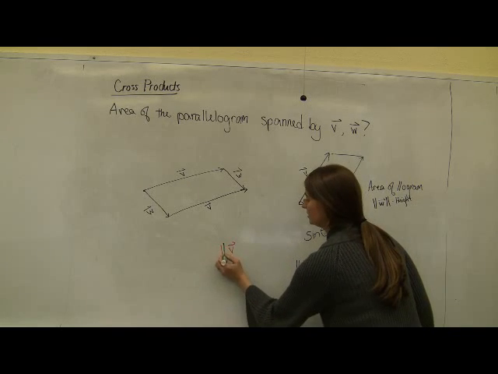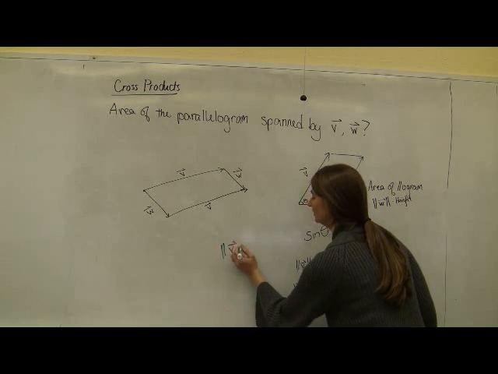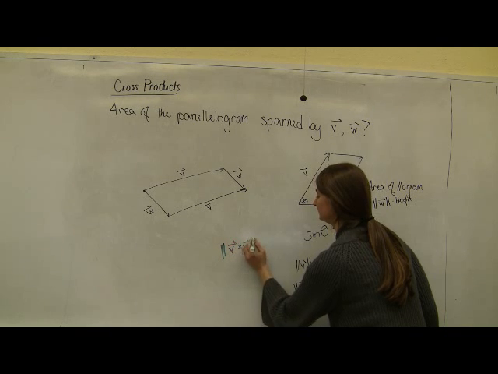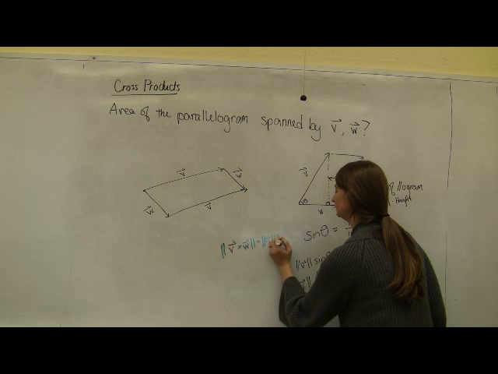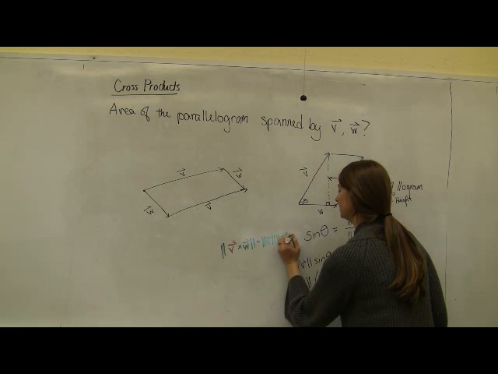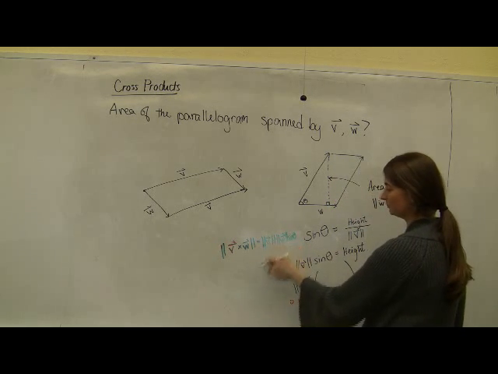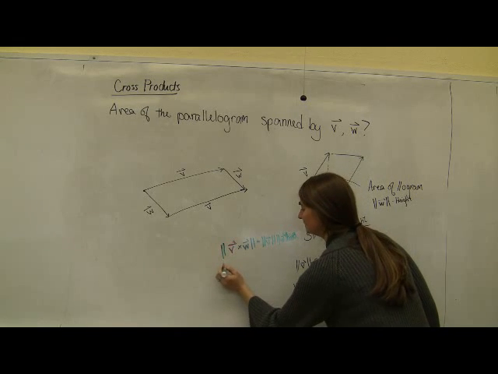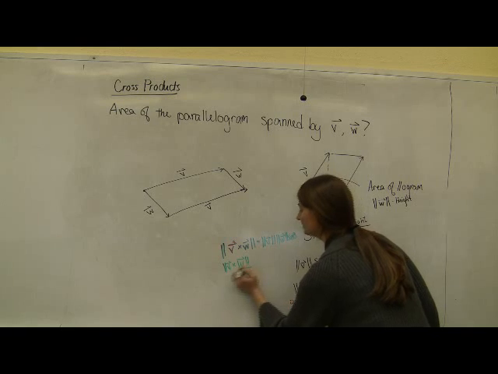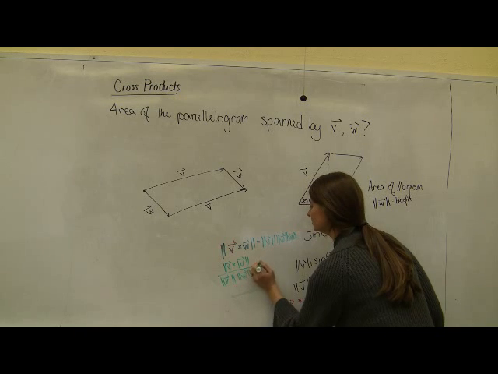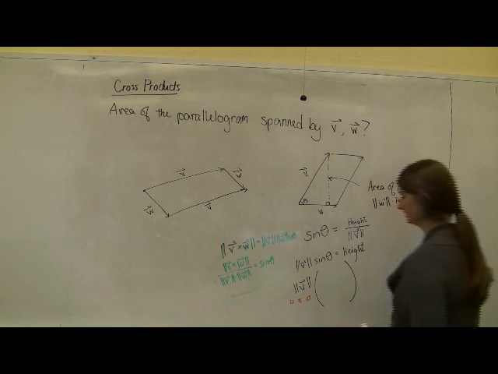We know that the magnitude of the cross product is exactly equal to the magnitude of each of the pieces times the sine of the angle between them. And if I solve for the sine of the angle between them, it means that the magnitude of the cross product divided by each of the individual magnitudes multiplied together is equal to the sine of theta.